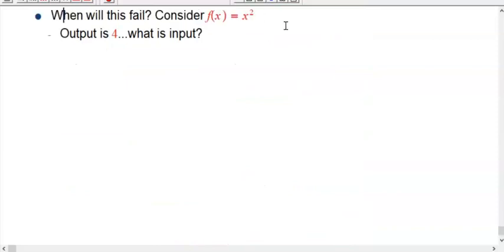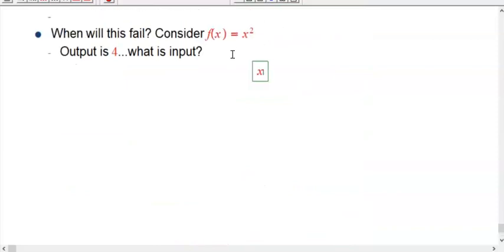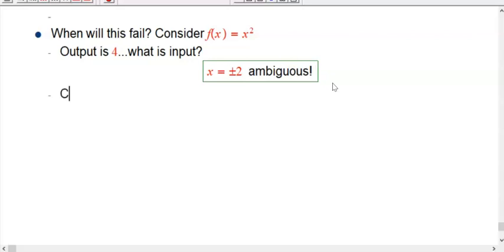But wait a second. If I tell you the square of a mystery number is 4, and unless I specifically restrict that to being only non-negative numbers, that is ambiguous. I don't know which one it is. It is really unknown. What should I have? Okay, and so I cannot create an inverse function here.